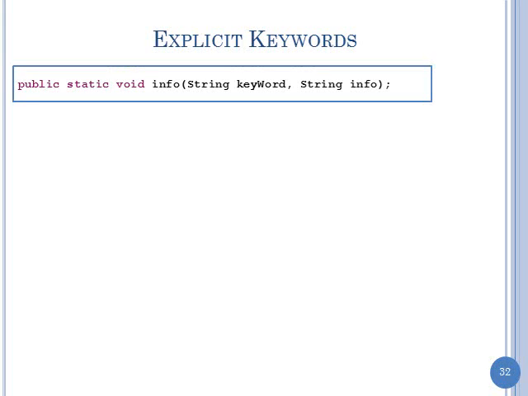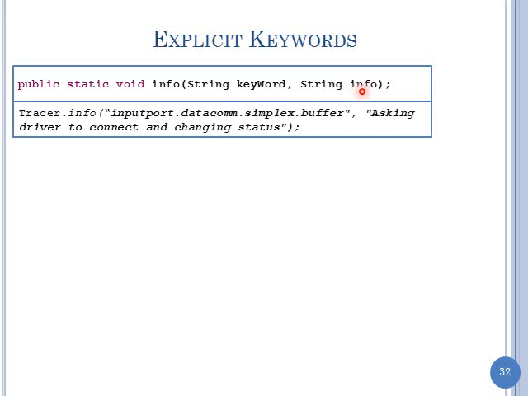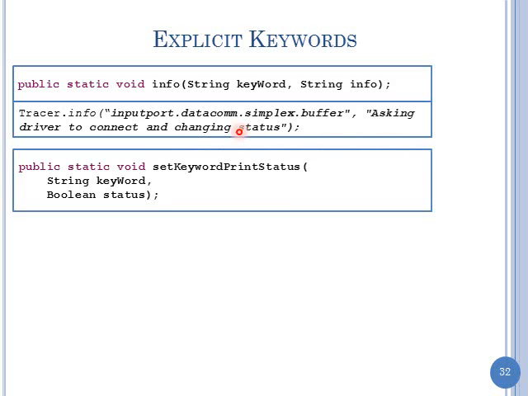Okay, that must mean that I have some way of saying only show things. Okay, so I can have keywords. And by the way, this exists. I can say tracer.info, here's a keyword, here's the information. So I can say tracer.info, input port.datacom.simplex.buffer, the package, asking driver to connect and change status. Okay, and then we can set keyword print status. I can say here's the keyword and here's a Boolean status. That means for all messages that are tagged with this keyword, show them or don't show them.